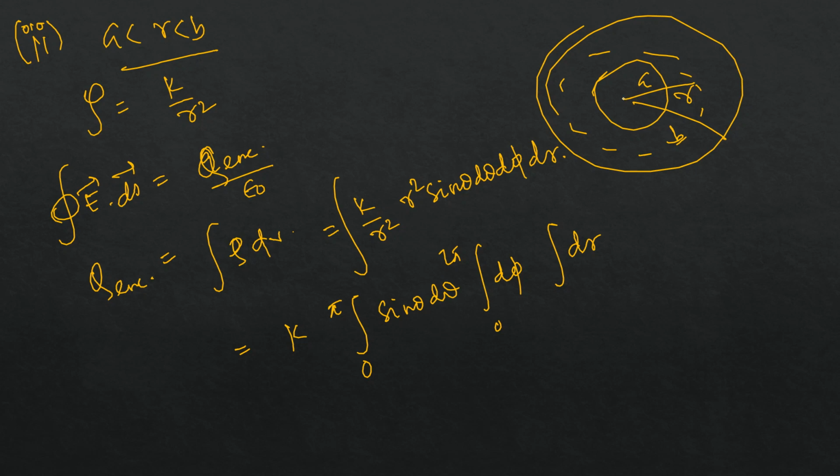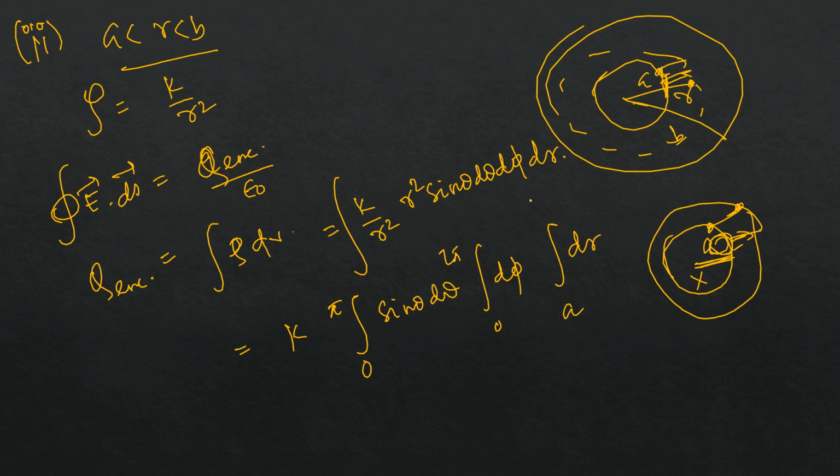Because see here, as I said in the previous part of this question, there is no charge in this inner sphere, the sphere with radius A. So the charge density actually starts from this A point, from A to B only. But we have to find the electric field from where to where? A to R, at a distance R. That means A to R, because there is charge only from A up to R.